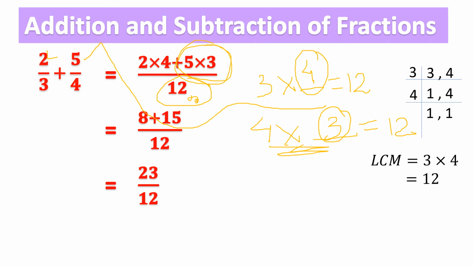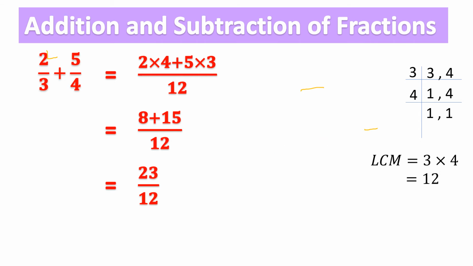So let me explain once more. Very important step. We have 2 by 3 and 5 by 4. These are the two fractions given for us to add. First I look at the denominators, find the LCM and write it here. After that I look at 3, how much are 12? 3 4s are 12, right? So that 4 I will multiply with the numerator. So 4 into 2. Can you see that?